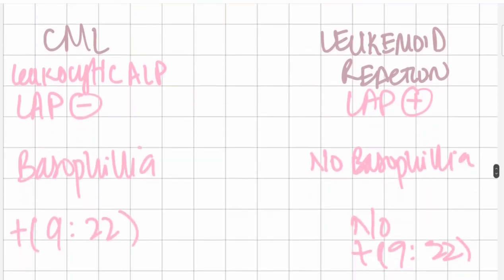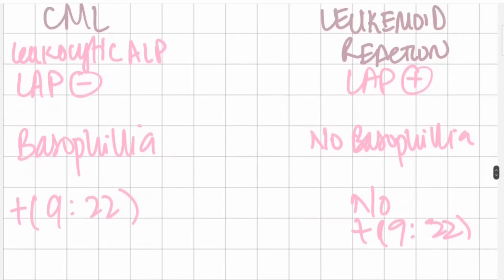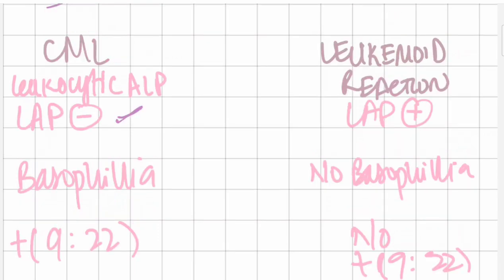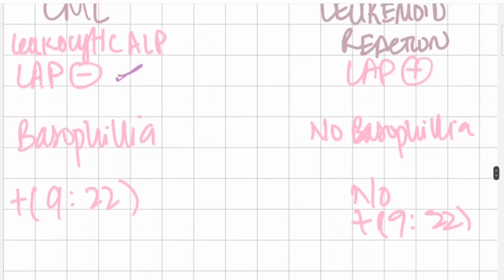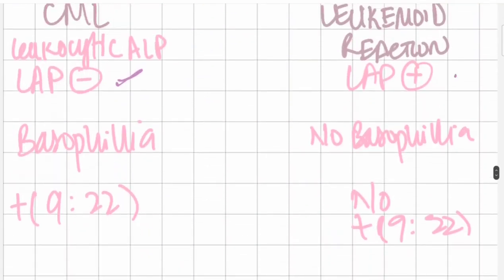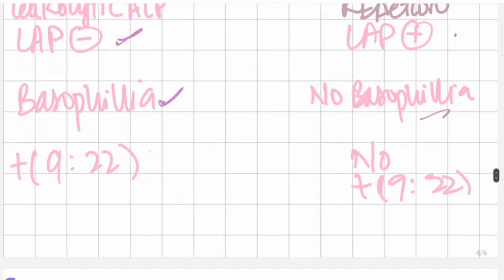Now the important thing is to differentiate between CML and leukemoid reaction. Now CML has a lab score. It has a negative score. It is basically leukocyte alkaline phosphatase, and it is negative in case of CML, but it is positive in case of leukemoid reaction. In CML you're going to have basophilia because it's cancer, but in leukemoid reaction you have no basophilia. There is going to be the Philadelphia chromosome in CML, but there is going to be no Philadelphia chromosome in leukemoid reaction.